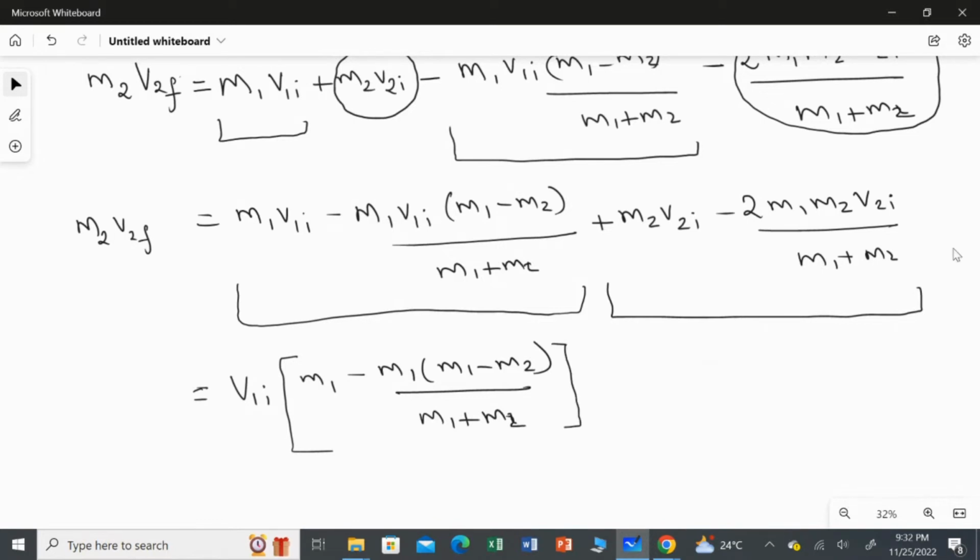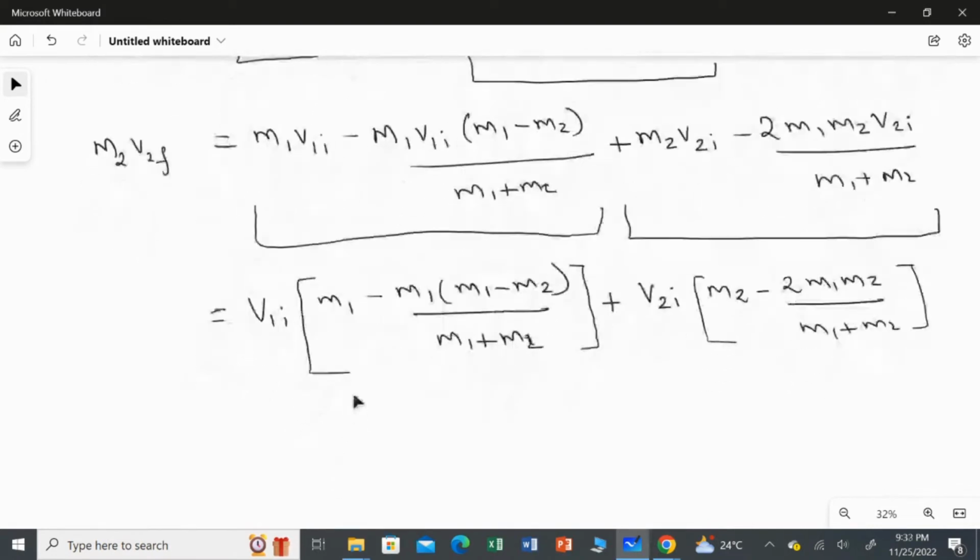This term will be over. Clear? And here I'm going to take V2 initial as a common term plus V2 initial, what will come inside? M2 minus 2 times of M1 M2 over M1 plus M2, right? That's it.